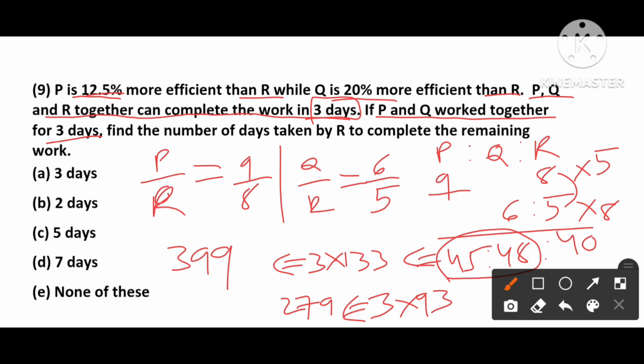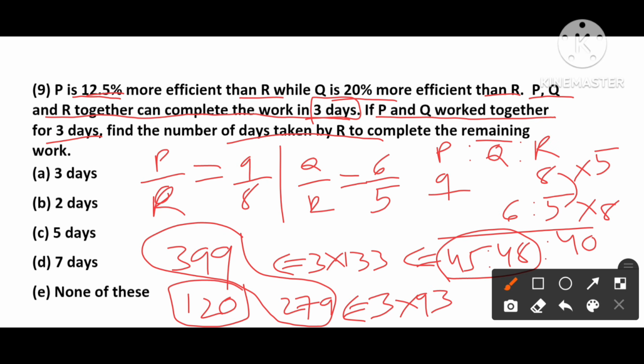So find the number of days taken by R to complete the remaining work. The difference between these two we need to find first. So the difference will be 120. 120 units will be the remaining work. This work is completed by R, divided by 40. So 120 divided by 40 means 3 days. So R can complete the remaining work in 3 days. So the answer will be option A, 3 days is the answer.